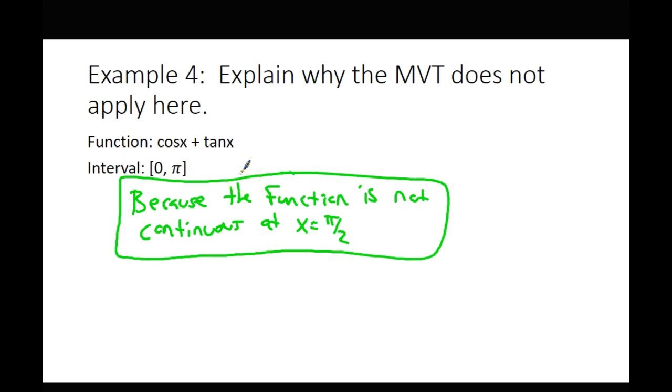So you've got to watch out for those kinds of things. Now, remember, I think one of your homework problems tonight has a trig function in there. It's sine, but sine is like cosine. It's continuous everywhere. So I didn't get to the word problem, but I will add it to the notes.